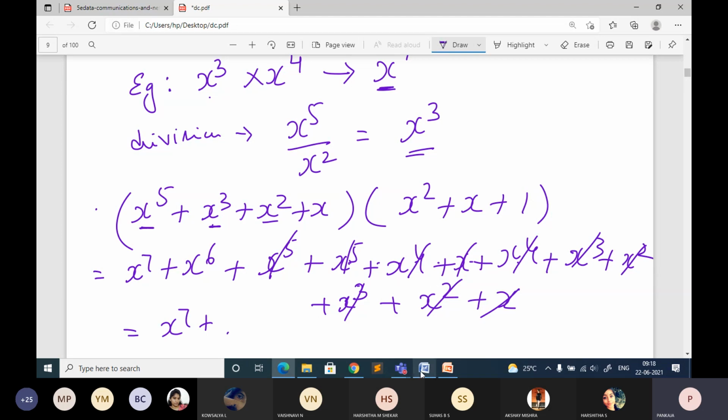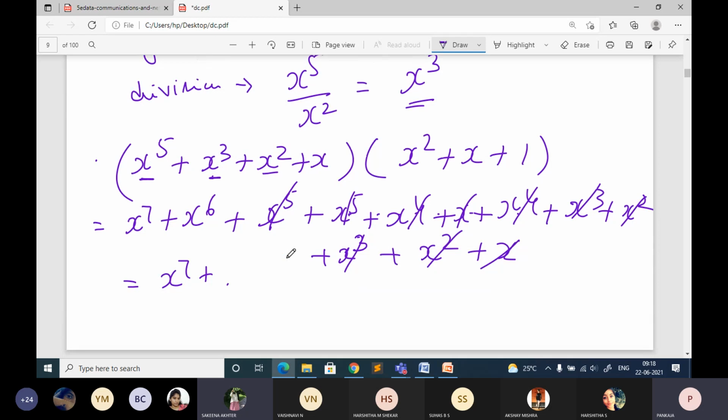Ma'am, it's only 1x. You wrote 2x, ma'am. Yes, Ma'am. And also x cube also it is missing somewhere, I need to check. So you just simplify, actually. It's 1x cube, ma'am. You didn't write that. Yes, so x cube is missing and also x is missing.